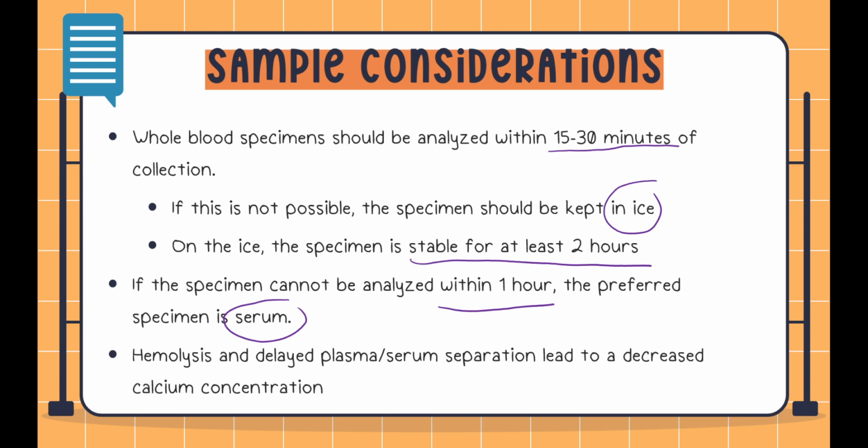Hemolysis and delayed plasma or serum separation would lead to a decreased calcium concentration. So always process your samples immediately. Not only for calcium, but for any sample, upon prolonged standing there will be changes happening in your sample, and that is why it is always preferred to process them immediately.